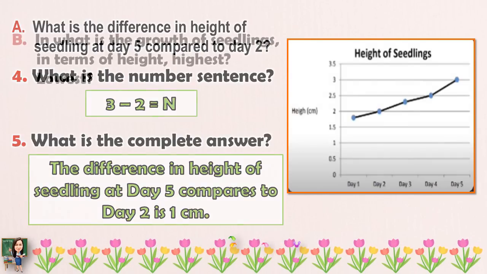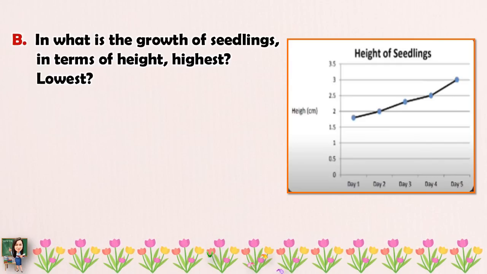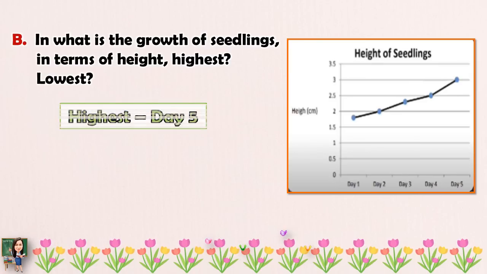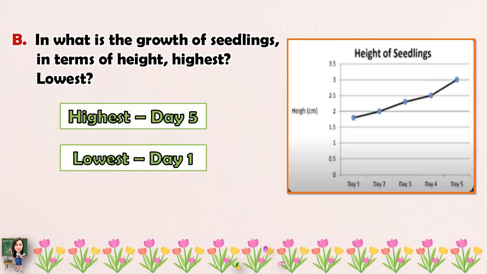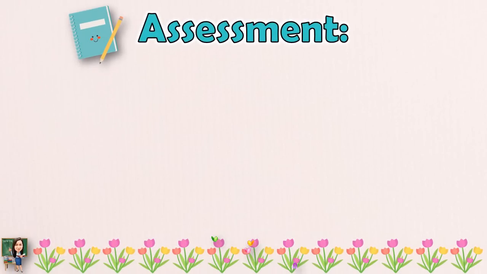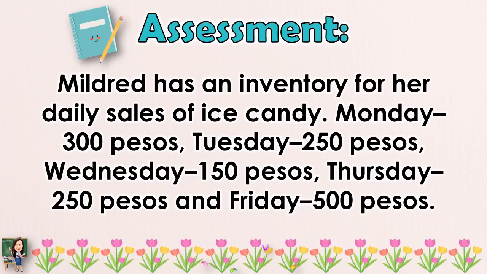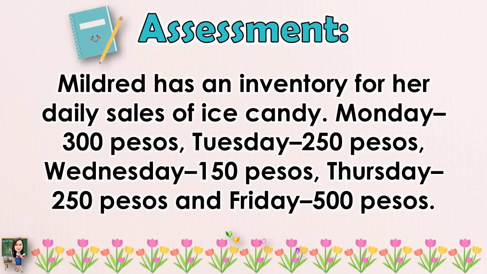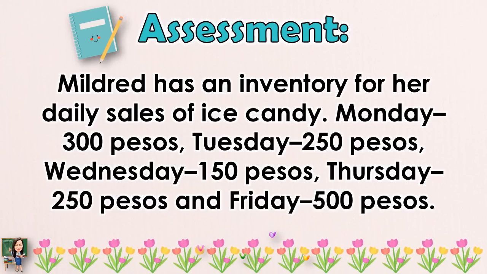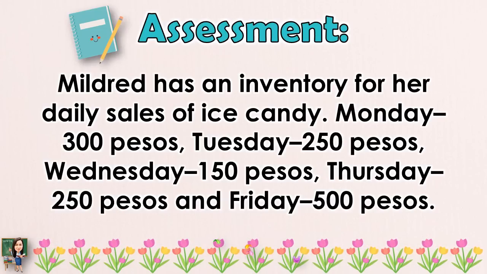cm. For letter B, what is the growth of seedlings in terms of height, highest and lowest? The highest growth of seedling is in day 5. The lowest growth of seedling is in day 1. For the assessment, let's read the problem. Mildred has an inventory for her daily sales of ice candy. Monday, 300 pesos. Tuesday, 250 pesos. Wednesday, 150 pesos. Thursday, 250 pesos. And Friday is 500 pesos.